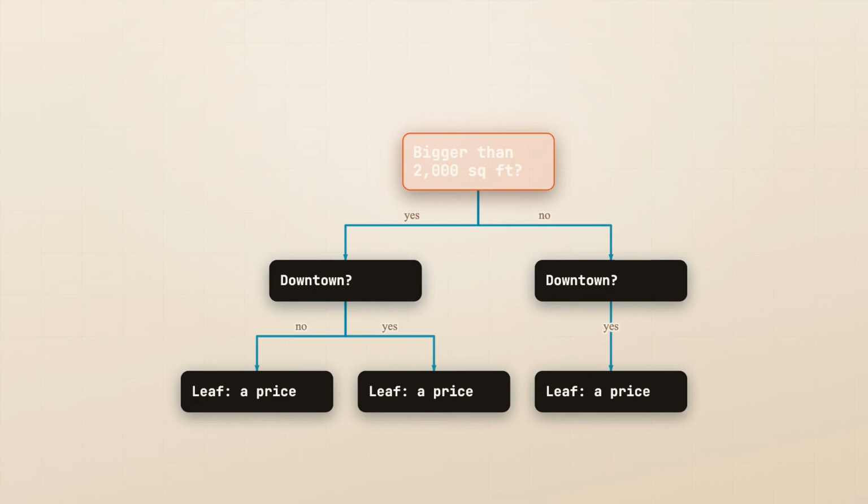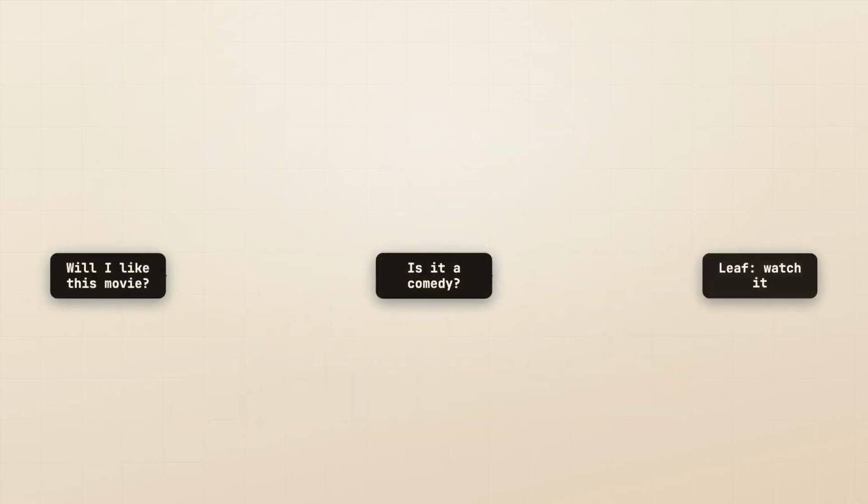You start at the top, follow the yeses and nos, and you land on a leaf. That's a prediction. Let's trace one start to finish. Question: will I like this movie? Root question on the page: is it under 2 hours? Yes. Follow that branch down to the next fork: is it a comedy? Yes. And that branch ends in a leaf that says, watch it. Done. One path, root to leaf, and out pops an answer.